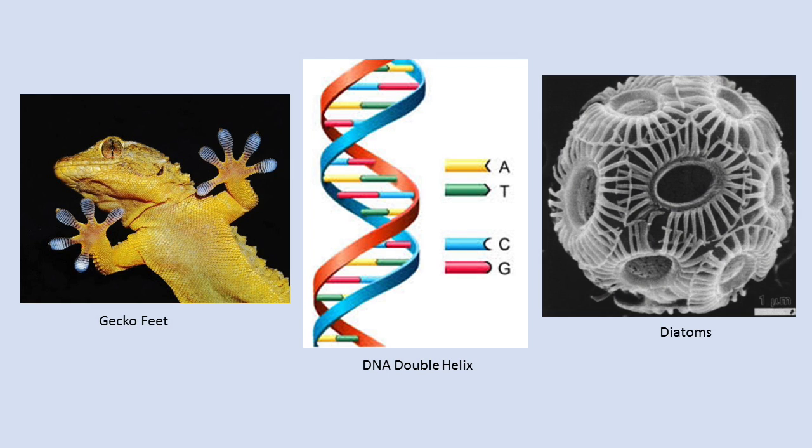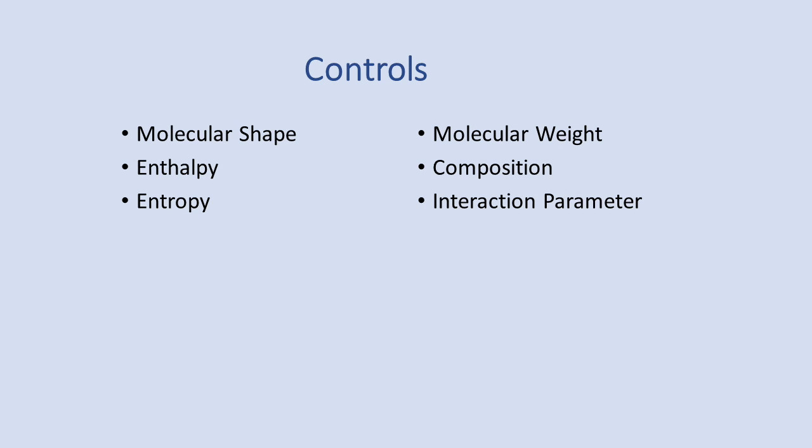Self-assembly is a bottom-up process in which a group of nanocomponents, such as structures and patterns, spontaneously come together from basic building blocks to form an ordered structure without outside influence. Self-assembly is present all throughout nature, exemplified by living organisms and galaxies alike. Unfortunately, researchers are still learning to mimic these processes to apply them to nanomanufacturing. There are a few major controls on the self-assembly process that add to the challenges, including the molecular shape, enthalpy, entropy, molecular weight, composition, and interaction parameter.